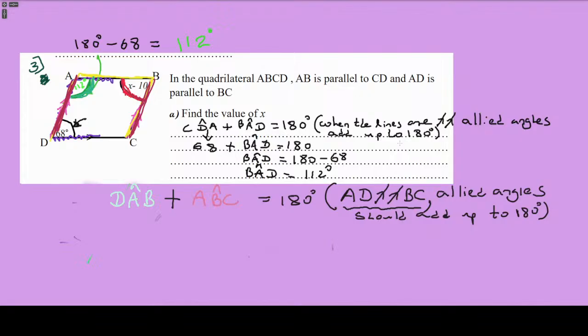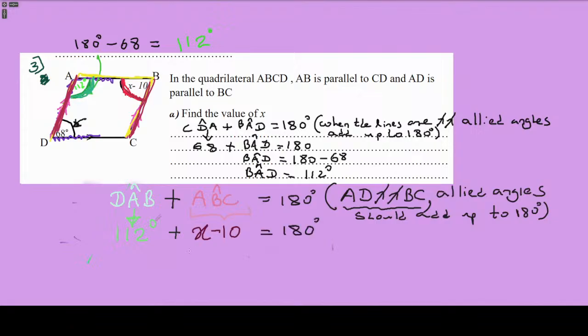Got it? Right. What is DAB's value? The green angle, which we have already found in step 1, that is 112. So 112 plus ABC, we don't know, but there is a letter for that. ABC in terms of letters, what have they said? X minus 10. So let's replace angle ABC with X minus 10 equals 180 degrees.